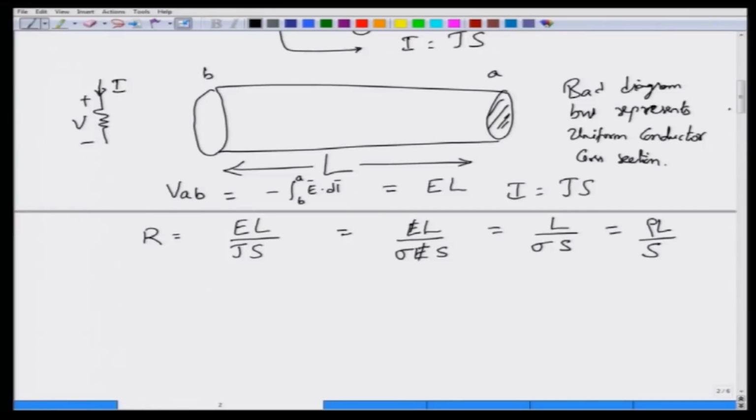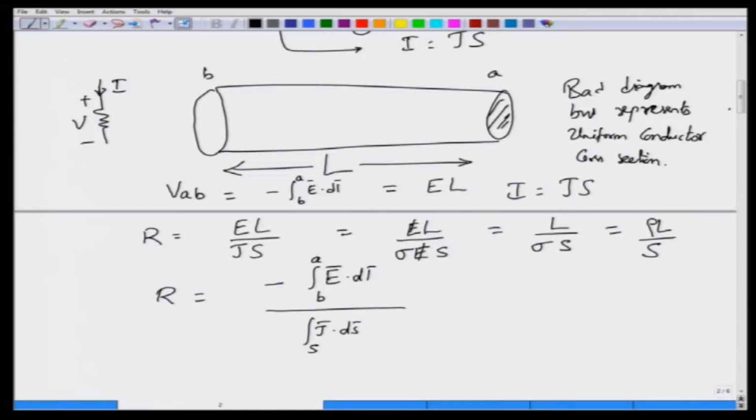However, if you want to go to the general relationship between electric field, current density and resistance, you have to consider the potential difference between the two paths. So, the line integral of the electric field between the two paths divided by the current that is coming out of the surface. Okay. So, this is the definition of resistance.